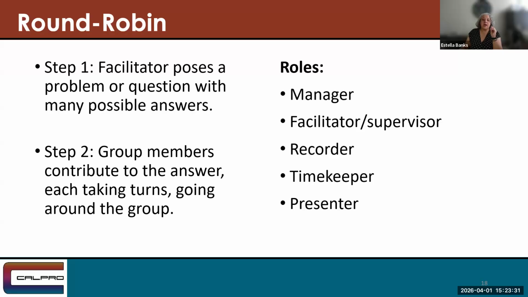The manager will monitor that the group is going to generate ideas. You have 5 minutes to do that, and then 2 minutes to select one idea that you'll share a report on. The facilitator starts the round robin and makes sure that everyone has a turn. The recorder writes the ideas in one collective list, and then the presenter shares those ideas with everyone else. In your group, you will decide who will be the timekeeper, the leader, recorder, and reporter. Each round robin group will record your ideas together.